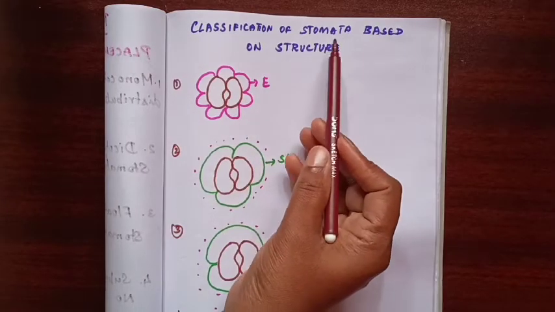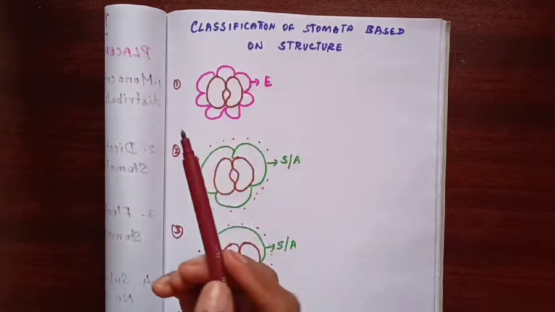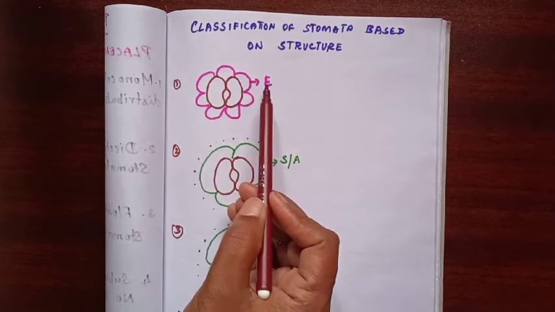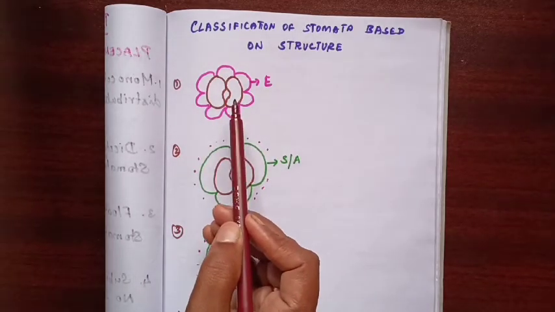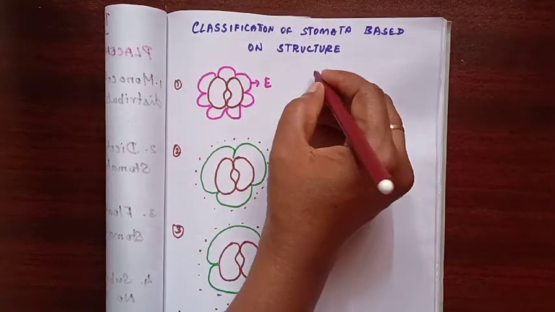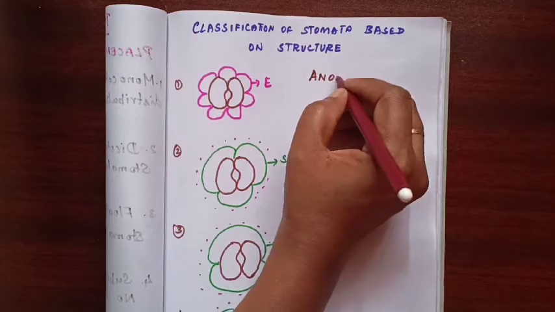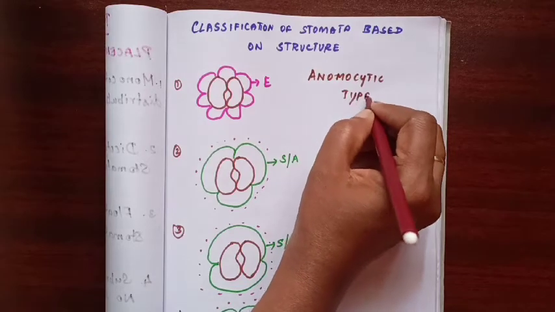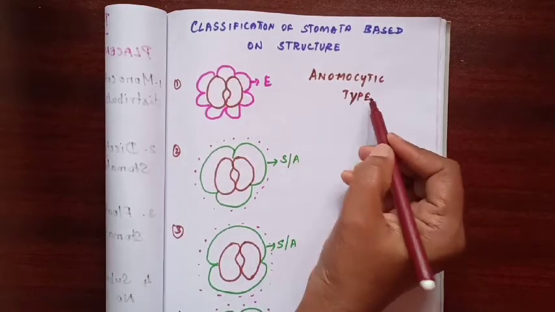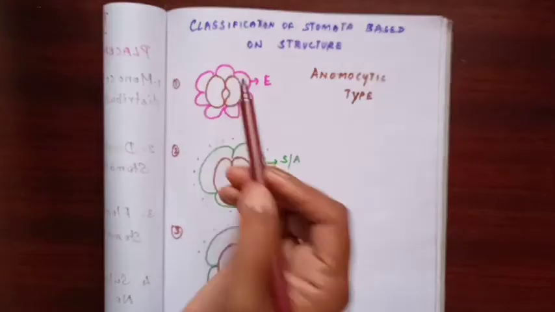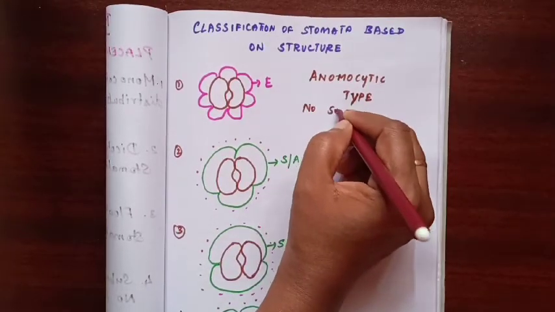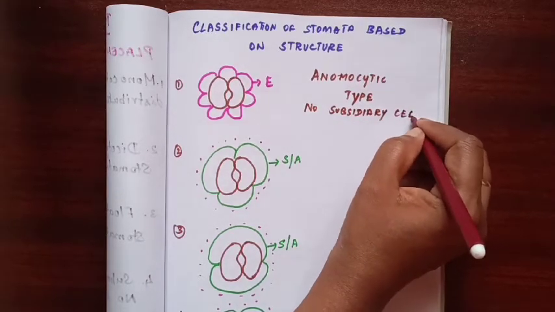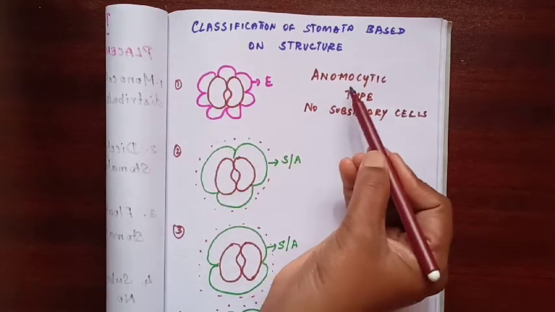Now let us see how stomata is classified based on the structure. So here you can see the brown color cell which is called guard cell. Surrounding that is the epidermal cell. So here there are no subsidiary cells or accessory cell. So such type of stomata we call it as anamocytic type. So once again I will repeat, anamocytic type of stomata is the guard cell is surrounded by epidermal cells. There are no subsidiary cells.